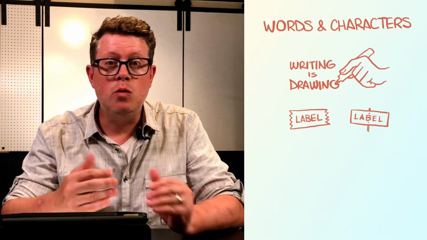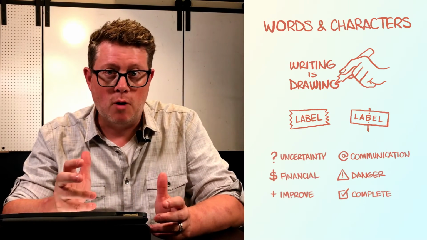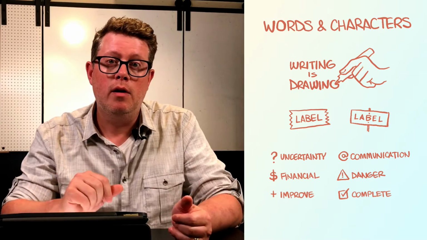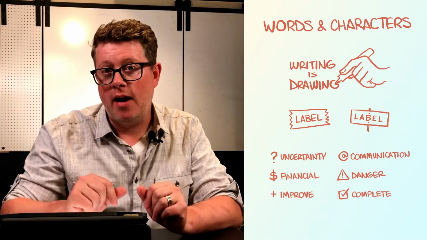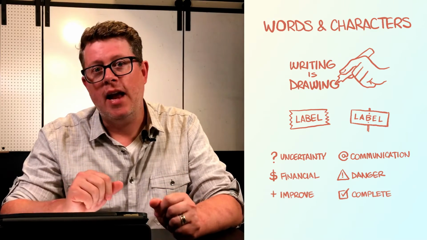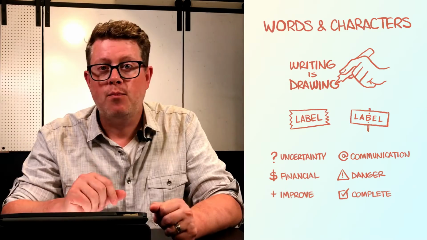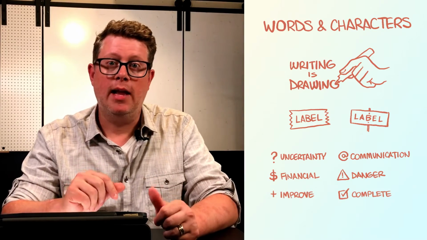You can also use individual characters in your visual work. A question mark denotes an unknown. An exclamation point in a triangle is danger or risk. The @ sign can refer to communication, the plus sign to an increase or an improvement. There are built-in icons in our written language.